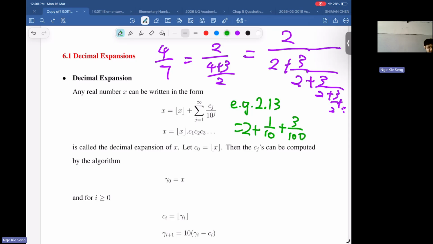Okay, so maybe I use the same example to tell you. For example, assume that you can get the floor, and then you get 0.13. So the question now is how to get c_1 equals 1. Let's say you only know how to take the floor.